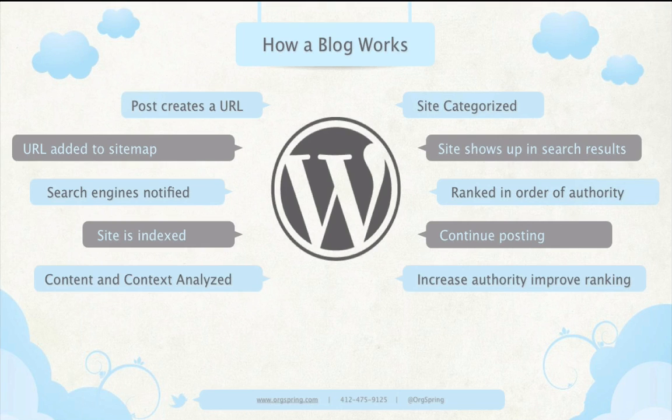Basically, every time WordPress adds a page or a post, it updates the search engines, Google, Yahoo, Bing, all of them. Your site is then indexed by those search engines, who then analyze your content and pull context like keywords and things like that. And then it categorizes your site on the web, and that shows up in search results. So when you search for your organization or a keyword related to your organization, the more posts out there that relate to your keyword, the higher your site will rank in the search engines. So you are ranked in order of authority, basically.